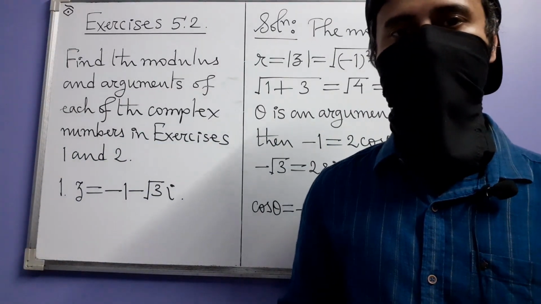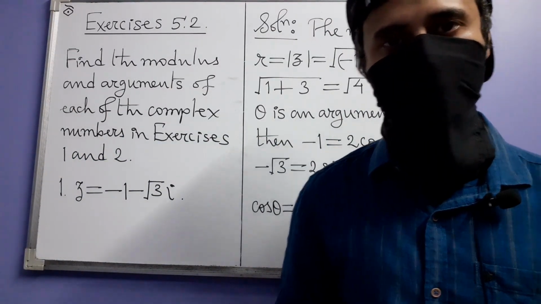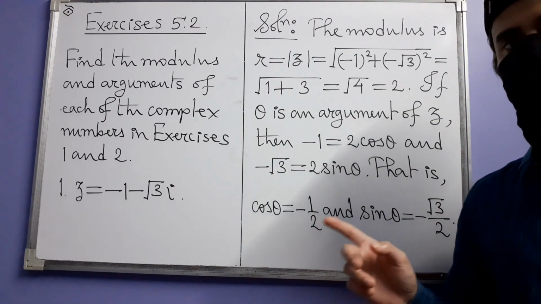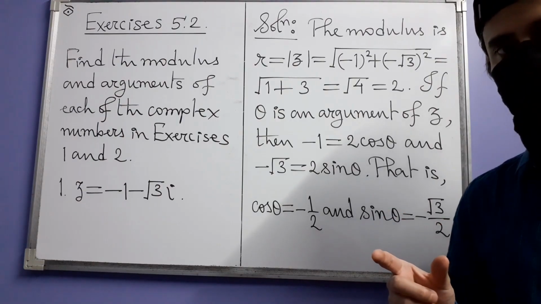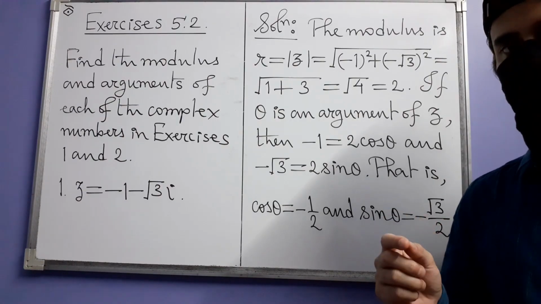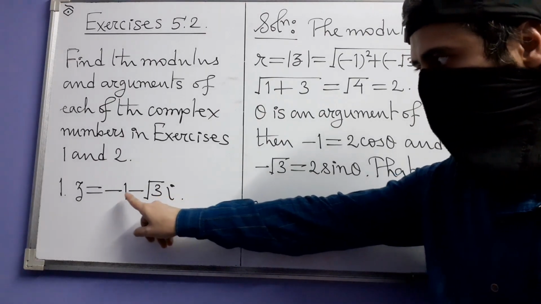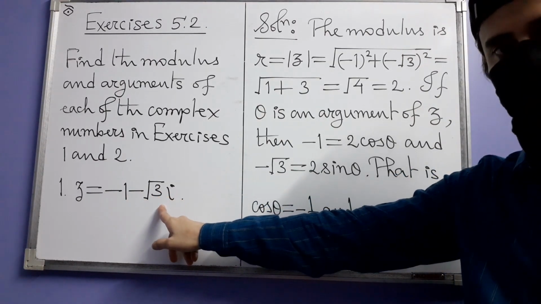Let us next start exercises 5.2. In these first two exercises, in each one of them a complex number will be given and we have to find its modulus and its arguments. And the first one is -1 minus root 3i.